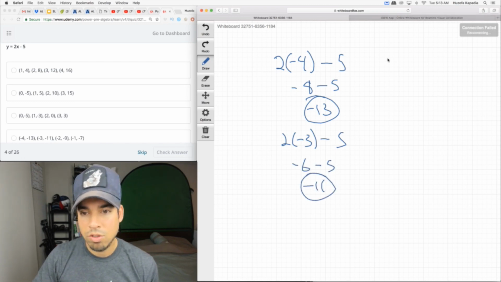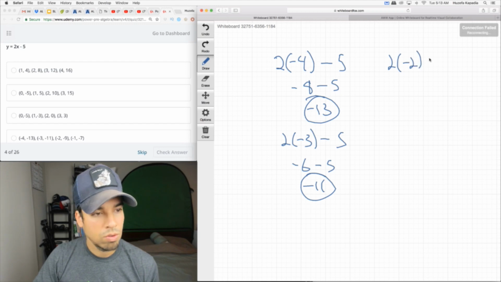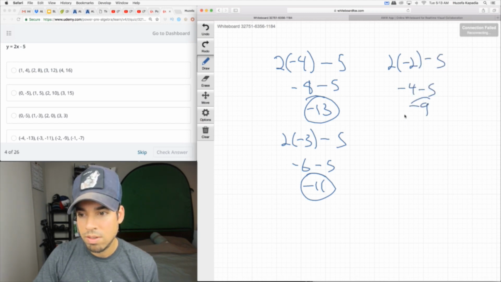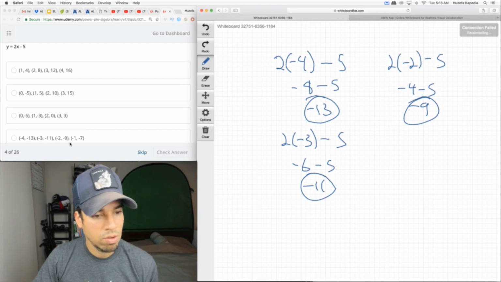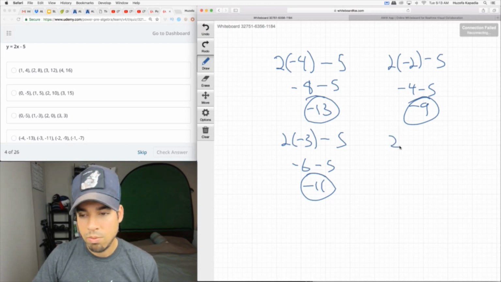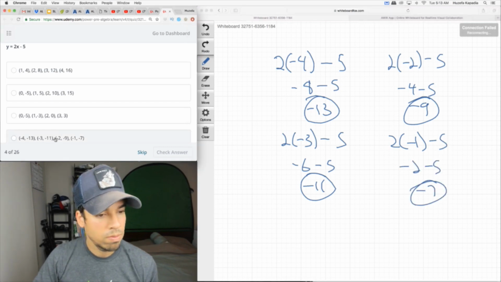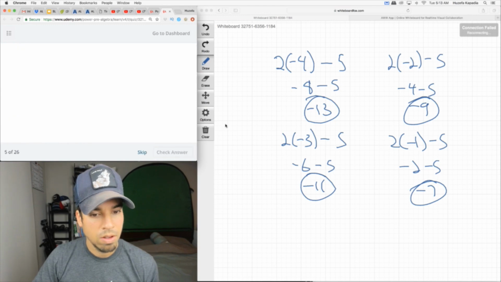Let's plug in negative 2: 2 times negative 2 minus 5, which is negative 4 minus 5, which is negative 9, and that's what they show here, negative 2, negative 9. And then negative 1: negative 2 minus 5, which is negative 7. And that works too. That's our answer.